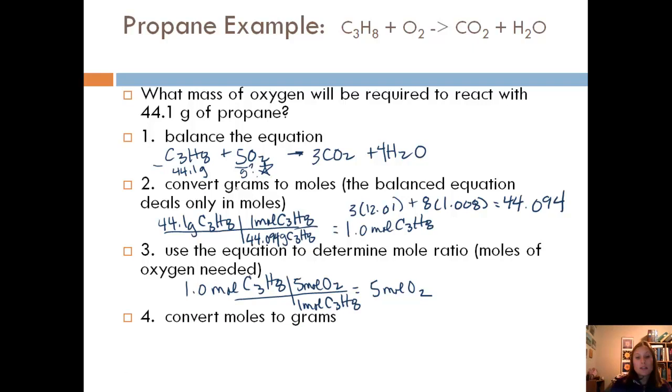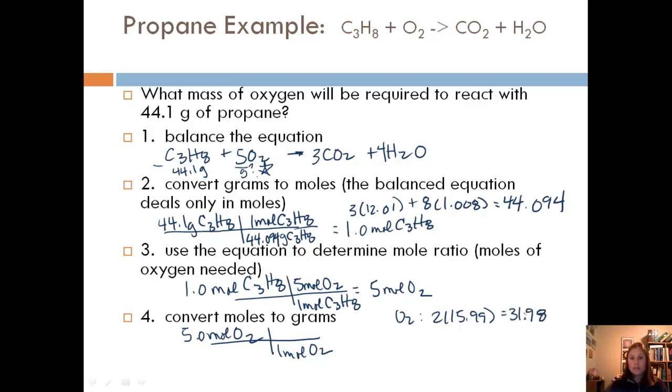Okay, so our fourth step is to convert our moles to grams. So let's take our 5 moles of O2. Okay, to go between moles and grams, I need molar or atomic mass. And so for O2, it's just 2 times oxygen's atomic mass, which is 16 or 15.99. So I know for every 1 mole of O2, 2 times 15.99 is 31.98. So that's the number of grams in the molecule O2. Because it's on top, I'm going to multiply it by 5. So I get 159.9 grams of O2.